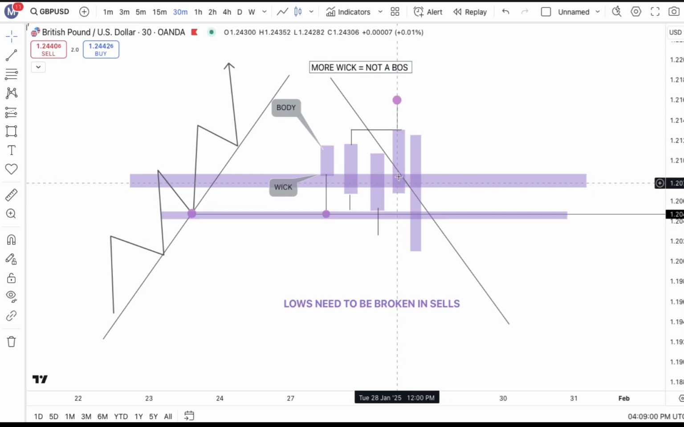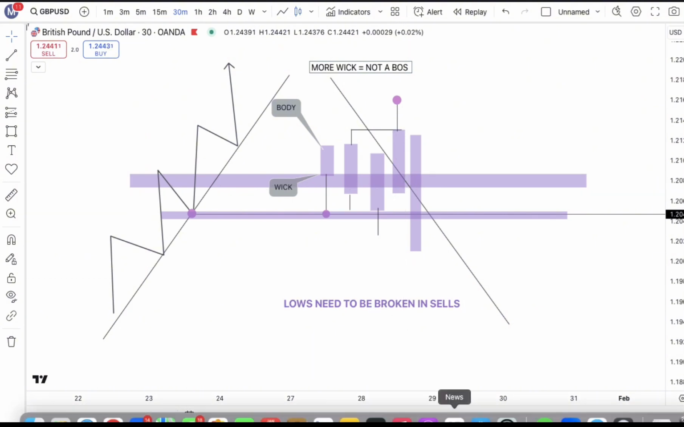I didn't even mean to draw this like that. Like, okay, but this isn't an engulfing candle. You guys don't need to know that part, but I got excited because, okay, I love this stuff, guys.